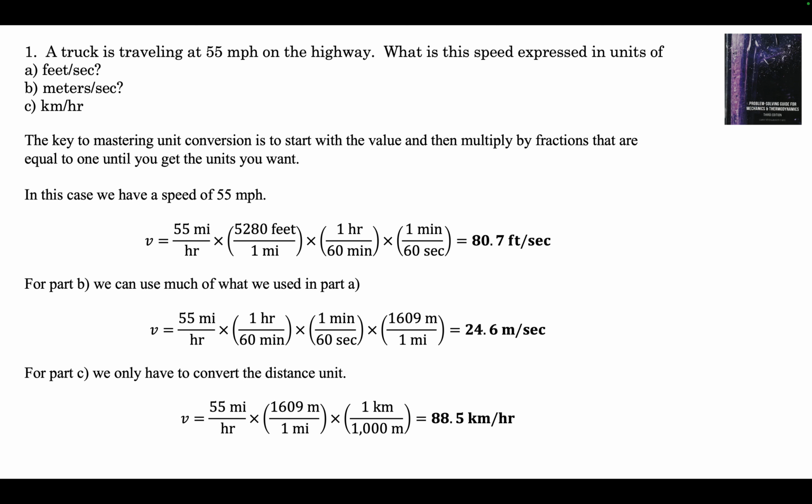So if you can throw a baseball at 55 miles per hour, you can throw it at 80.7 feet per second, 24.6 meters per second, 88.5 kilometers per hour. Those are all the same speeds, just expressed in different units. That's problem 1.